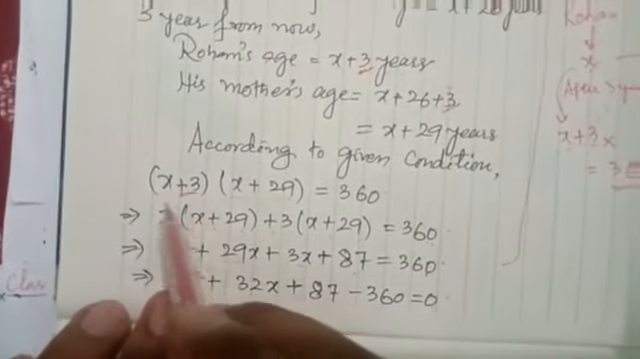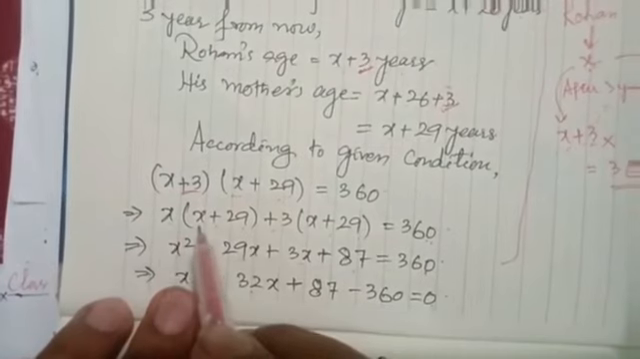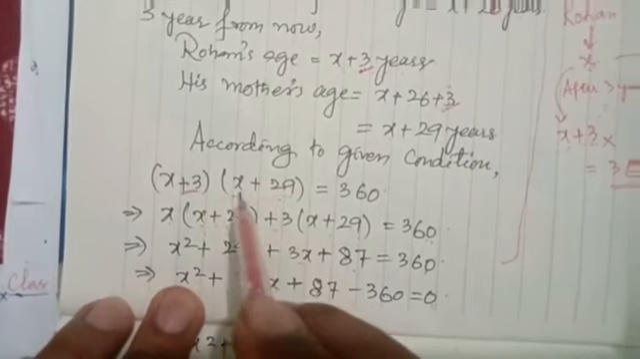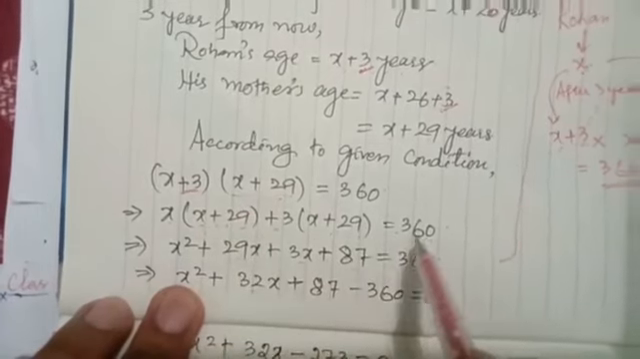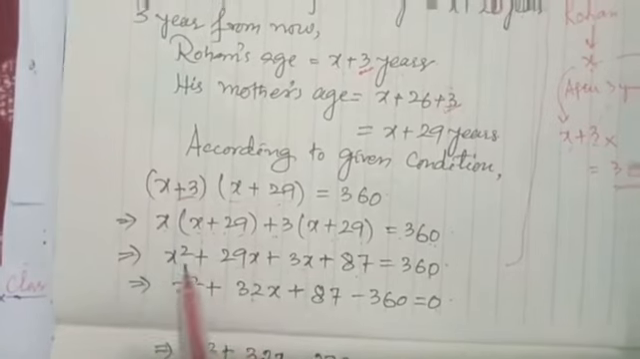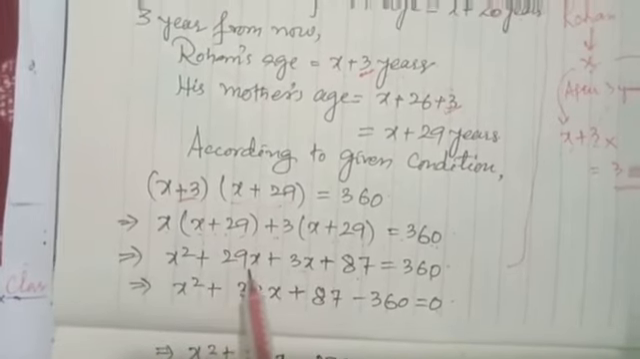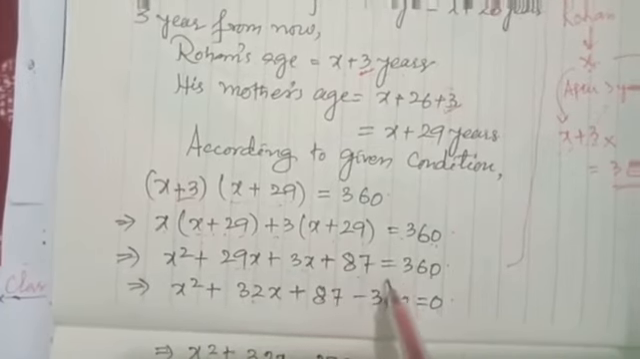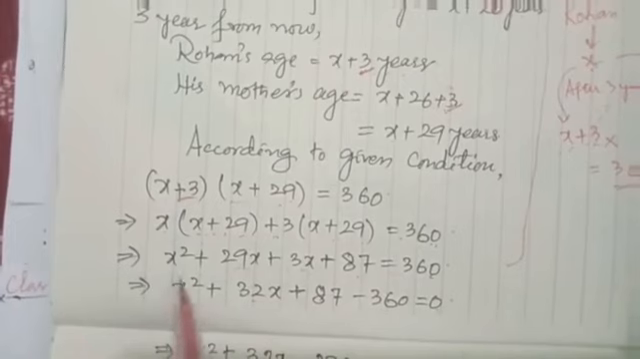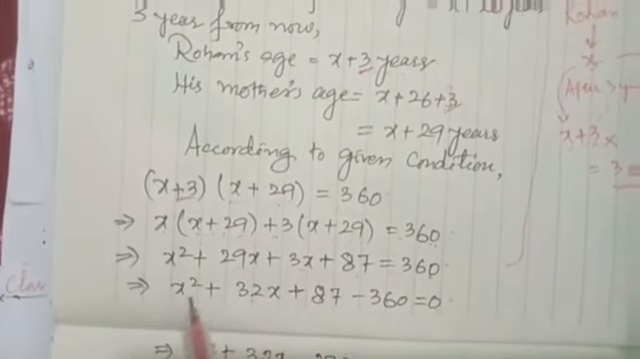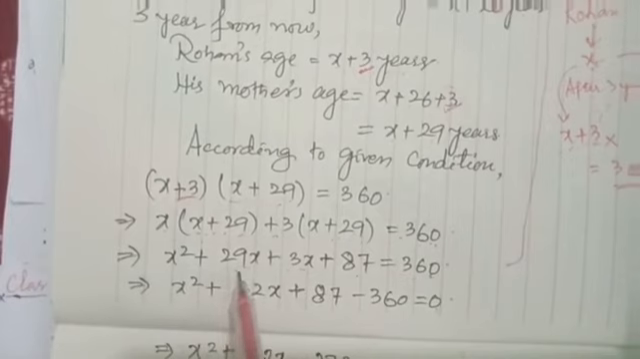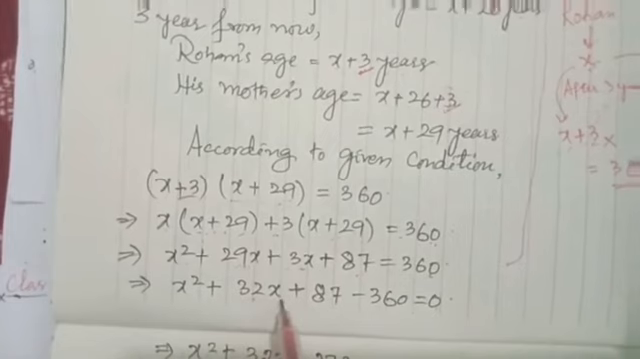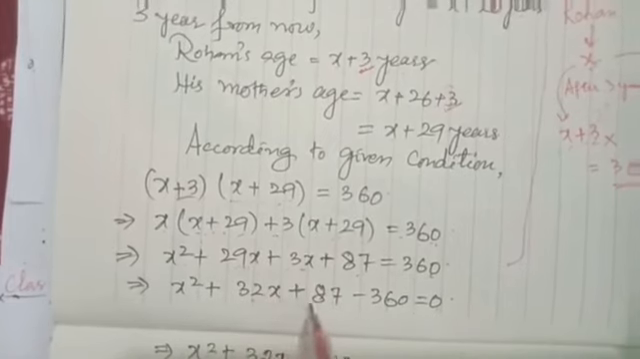We will multiply x to the whole expression: x into x plus 29, and plus 3 into x plus 29, is equal to 360. x into x is x square, and x into 29 is 29x. 3 into x is 3x. 3 into 29 is 87, equal to 360. x square stays as it is because there is no like term with x square, and 29x and 3x are like terms, they will add up, that is 32x. 29 plus 3 is 32x, plus 87.